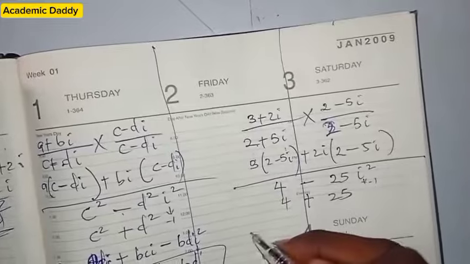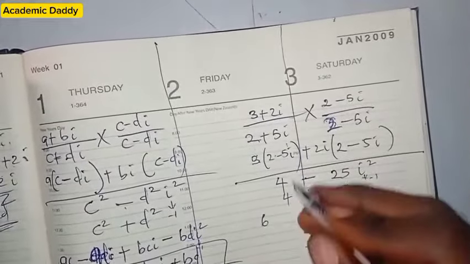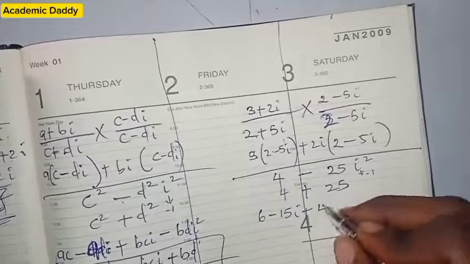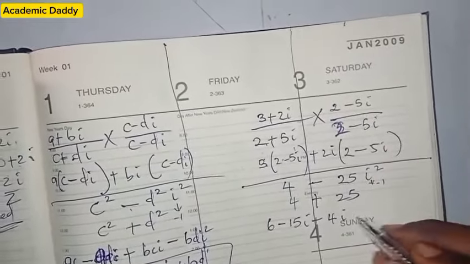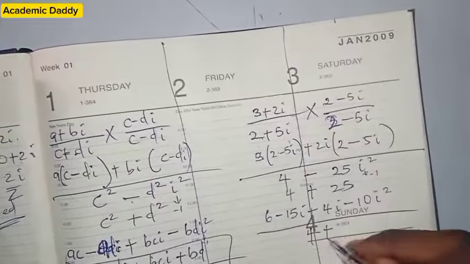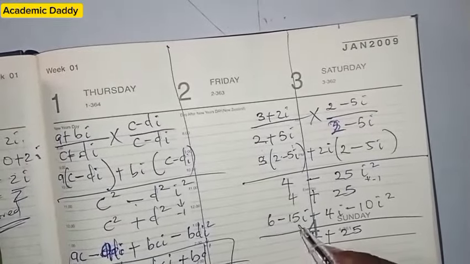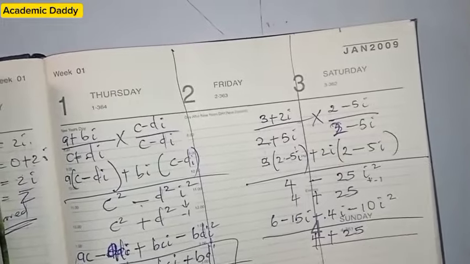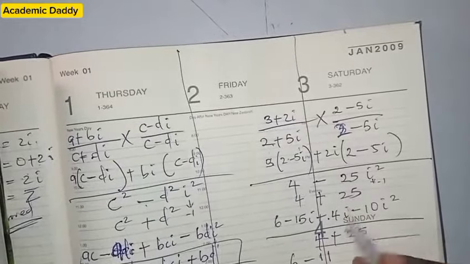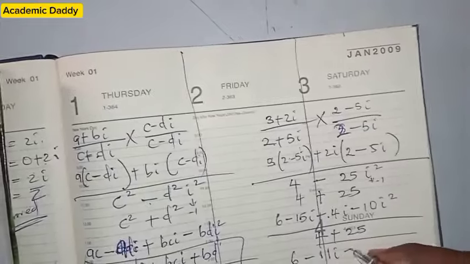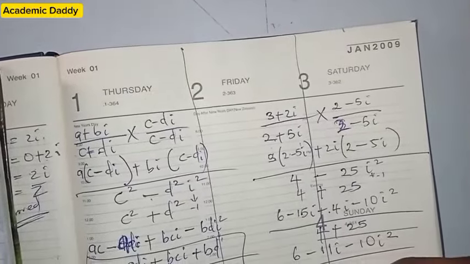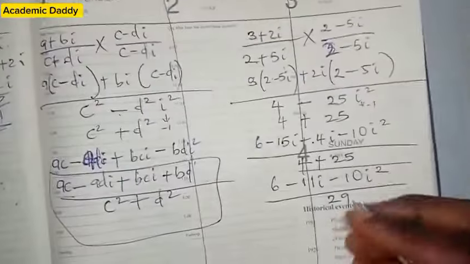Plus 25. So this is going to be the same as saying 3 times 2, 6. 3 times 5 minus 15i, plus 2i times 2 is 4i. 2i times 5 is going to be minus 10i square, all over 4 plus 25. So minus 15i plus 4i is going to give me minus 11i. So 6 minus 11i minus 10i square all over 4 plus 25, which is 29.